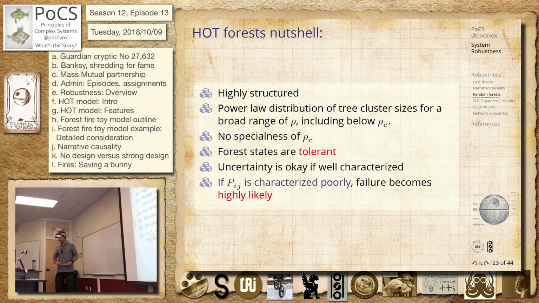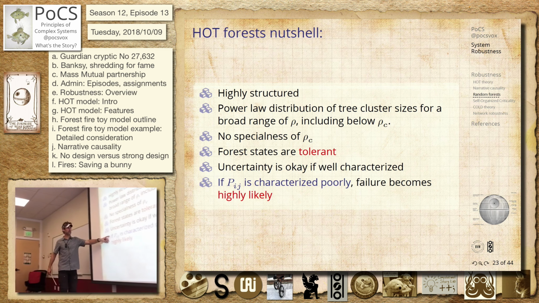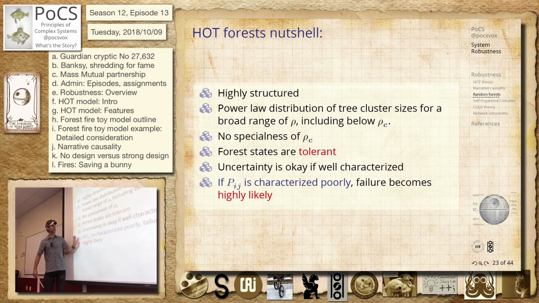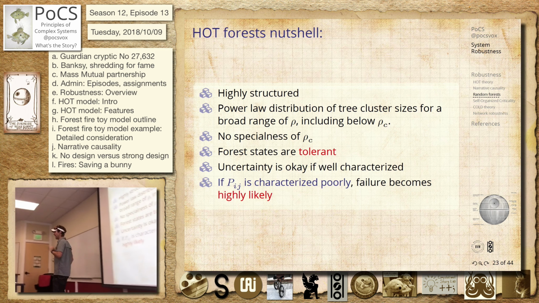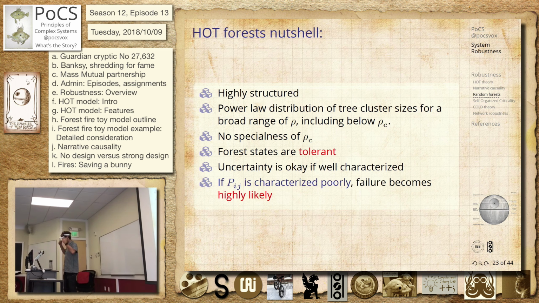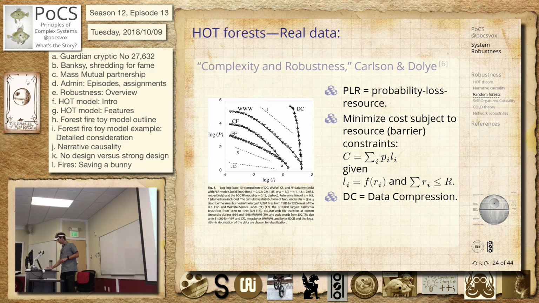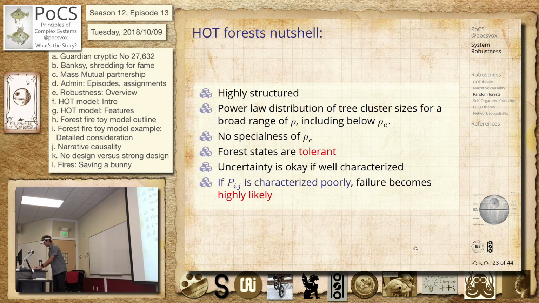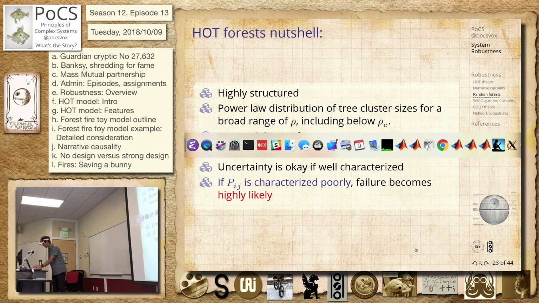But if this is characterized poorly, or the environment changes and you don't adapt, then you get into more and more trouble. So that's an extra level of how fast you can adapt to these things. All right, so that's kind of what I want you to know today.